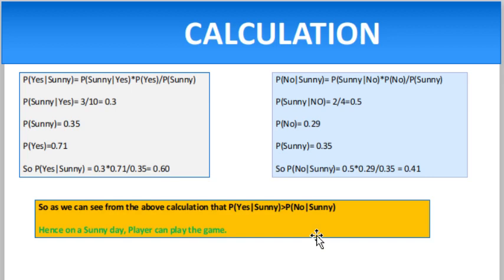Friends, this is the observation, this is the calculation, or you can say the application of the Bayes theorem.